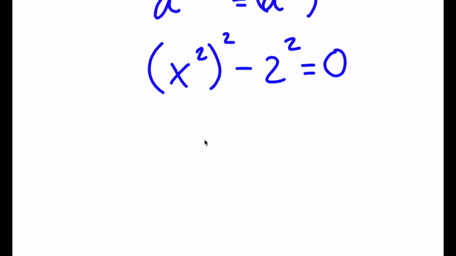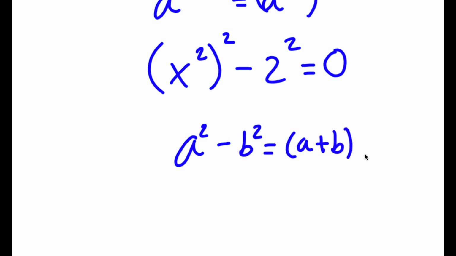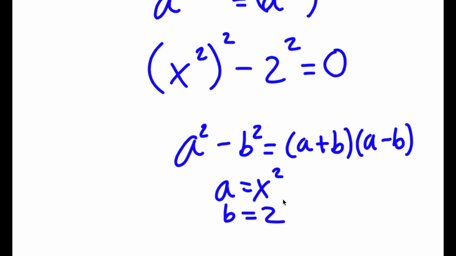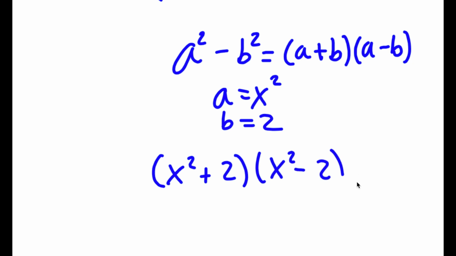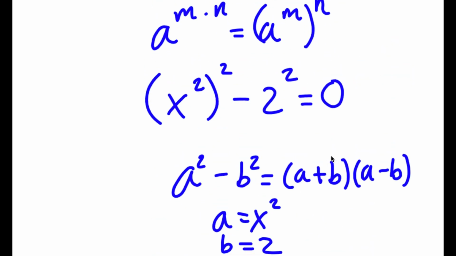Now, if I have something in the form a squared minus b squared, this is equal to (a plus b) times (a minus b). So in this case, a is x squared and b is 2. So now I have (x squared plus 2) times (x squared minus 2) is equal to 0.